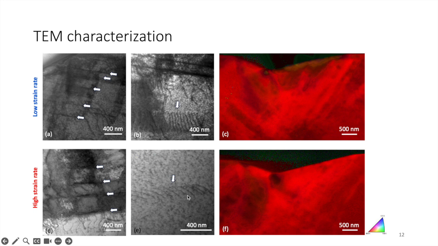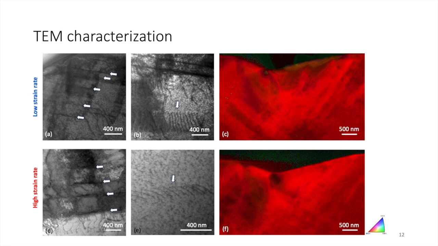We further performed precession electron diffraction, PED, on these two samples, and in both cases you can see it's still largely single crystal. There are no twins or phase transformation activated. These results indicate that the planar slip of dislocations is the predominant deformation mechanism in both the low strain rate and high strain rate indented nickel, cobalt, vanadium medium entropy alloys.